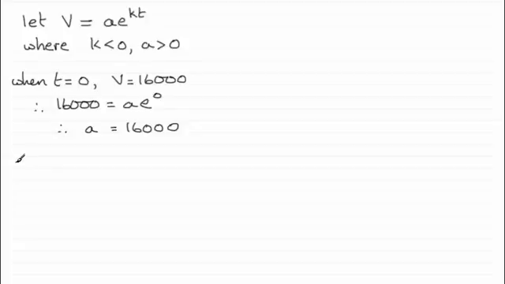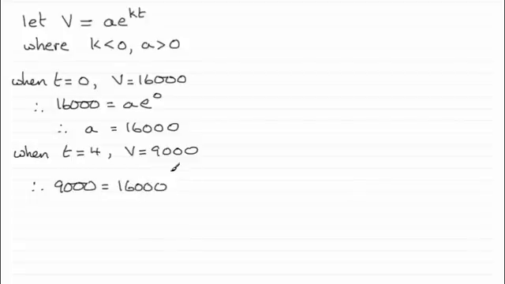Right, so let's move on, and we need to work out k, and we can do this by looking at the other coordinate. That is, when t equals 4, we know that v equaled 9,000. If we substitute that into our equation, we've got 9,000 for V equals 16,000, which we've got for A, and then it'll be e to the power kt. That'd be k times 4. I'm going to write it though as 4k, it looks better. And then if I rearrange this, I've got e to the power 4k equals 9,000 divided by 16,000. Well, that's going to be 9 sixteenths.